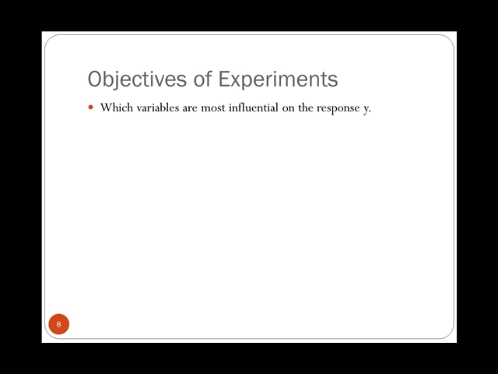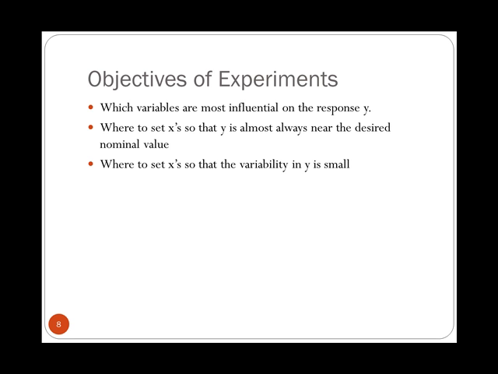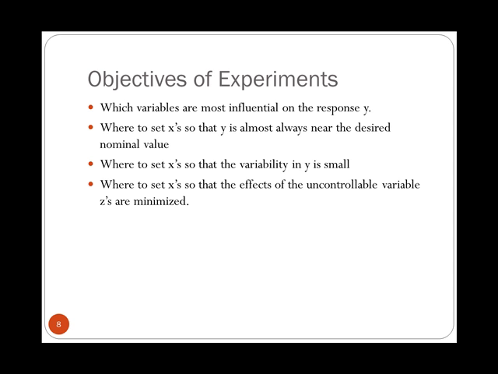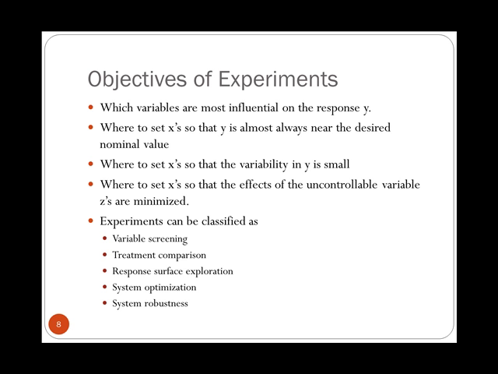The objectives of experiments: which variables are most influential on the response variable, where to set x's so that y is almost always near the desired nominal value, where to set x's so that the variability in y is small, where to set x's so that the effects of the uncontrollable variables z's are minimized. Experiments can be classified as variable screening, treatment comparison, response surface exploration, system optimization, and system robustness.